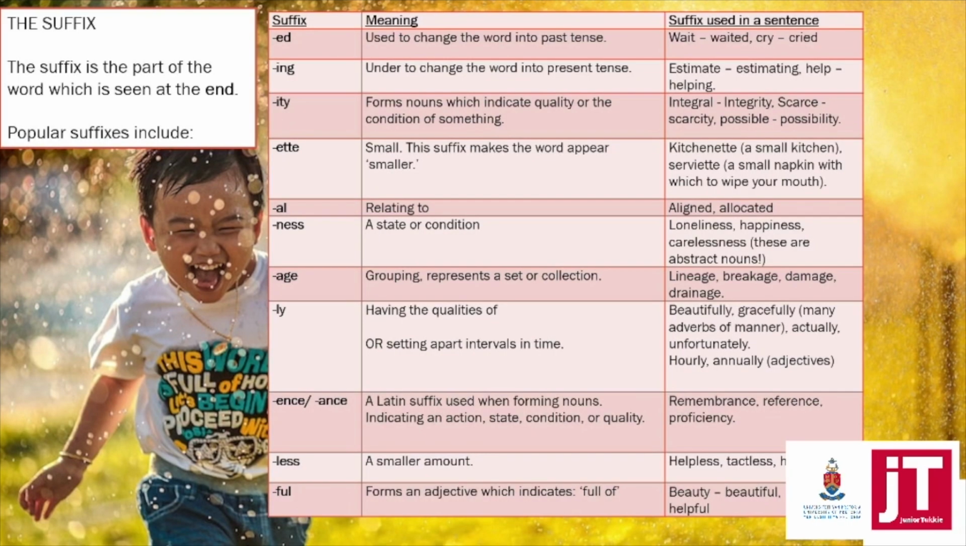Alright, so now that we've done our prefixes, let's take a look at some popular suffixes. Remember that a suffix is the part of the word which is seen at the end. Popular suffixes include ed, such a common one, guys. Often when something is turned into past tense, you will see an ed at the end. Wait turned into waited, cry turned into cried.